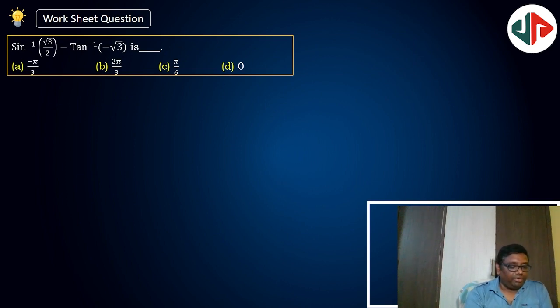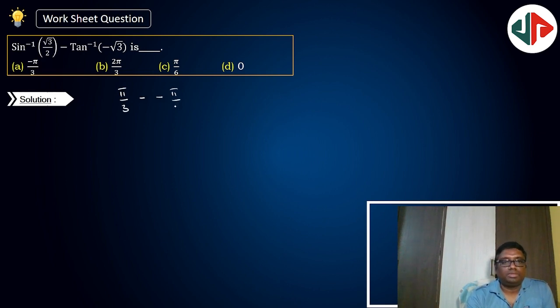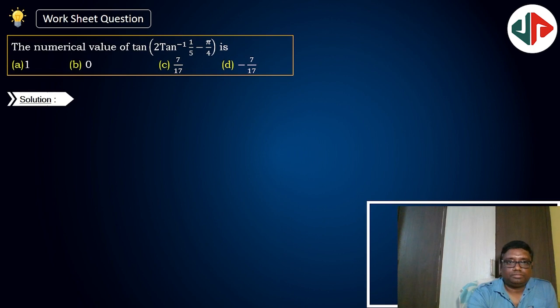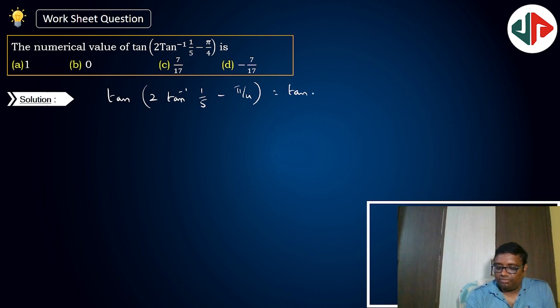Sine inverse of root 3 by 2 minus tan inverse of minus root 3. So sine inverse of root 3 by 2 means what is the value? Pi by 3. Tan inverse of minus root 3 means minus of tan inverse of root 3, what is your answer? Pi by 3. What is the numerical value of tan of (2 times tan inverse of 1 by 5 minus pi by 4)? So we can rewrite this value as tan inverse of 2 by 5 by (1 minus 1 by 25). This is tan inverse of 1 only.